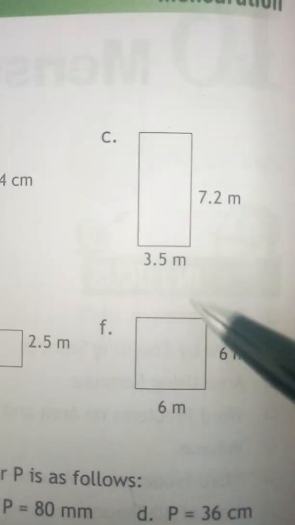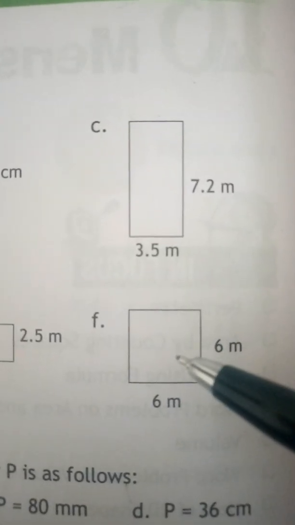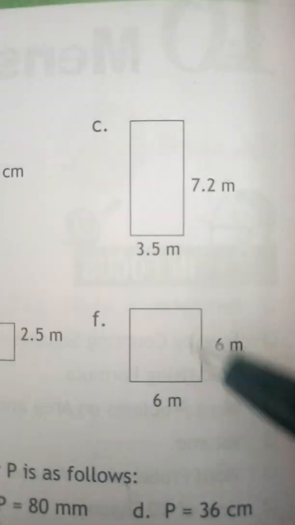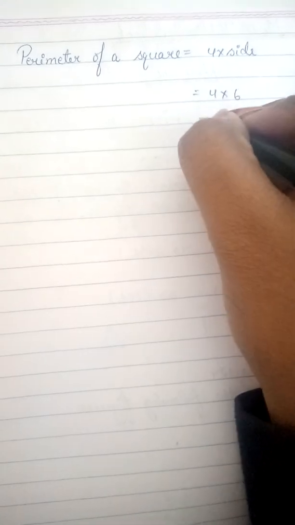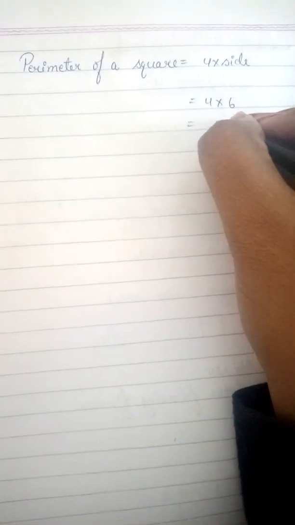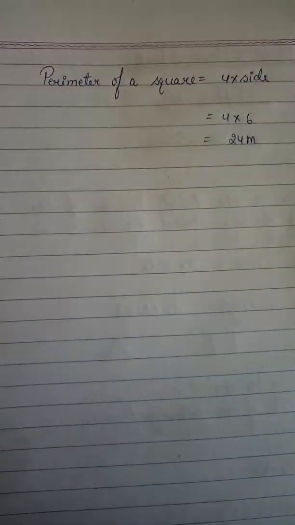Let us now solve F part of it. Observe the figure. Which shape is it? Yes, it's a square. So now we have to calculate its perimeter. Perimeter of a square is 4 multiplied by side. Now we will put the value. Side is 6 meters. Now 4 multiplied by 6 is 24 and the unit is meter. So 24 meter is the perimeter of the figure.